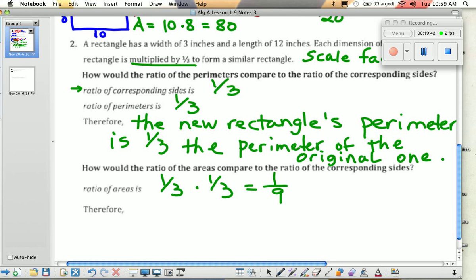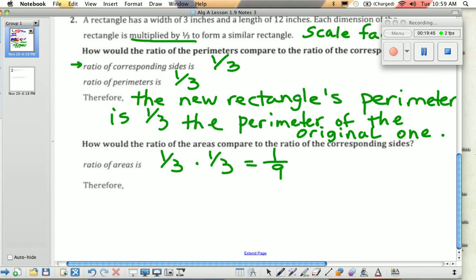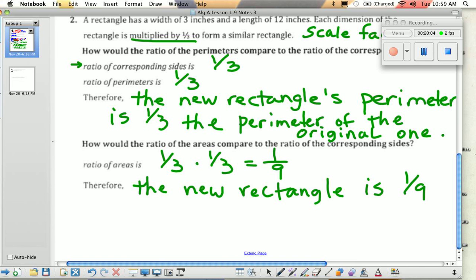So therefore, what are we going to say about our new rectangle? Therefore, the new rectangle is what? 1/9 the area of the original one. Is 1/9 the size of the original one?